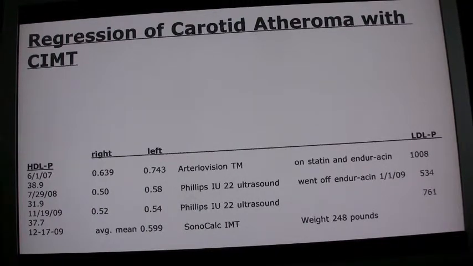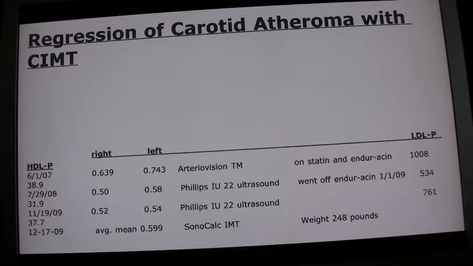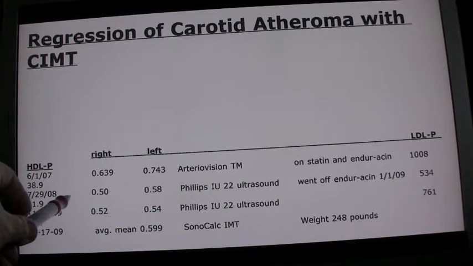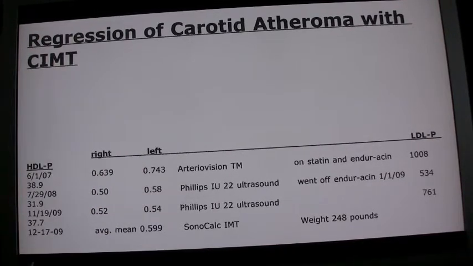I then went on to repeat the test in my town on a different machine. Instead of arteriovision, I had a Philips. They say you can't go from machine to machine. However, after this period of time, which is a year and 1 month, I really seemed to have regression of the atheroma in my neck. I was just happy I didn't have progression, as I am diabetic. Of course, I did have a very good LDL particle number of 534. I had gone off of Endur-acin in January because I have intermittent atrial fibrillation, and I was worried this was making it worse.